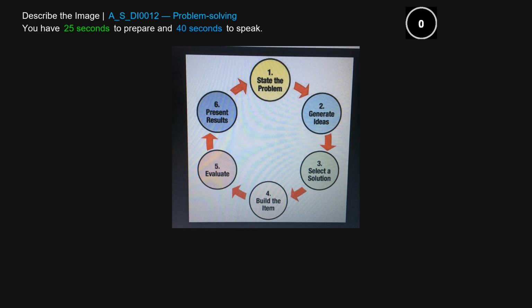The image provided shows a process that gives information about how to solve a problem. The first step is to state the problem. Whatever the problem is, we can state it. Second, we have to generate ideas. Newer ideas should be generated.